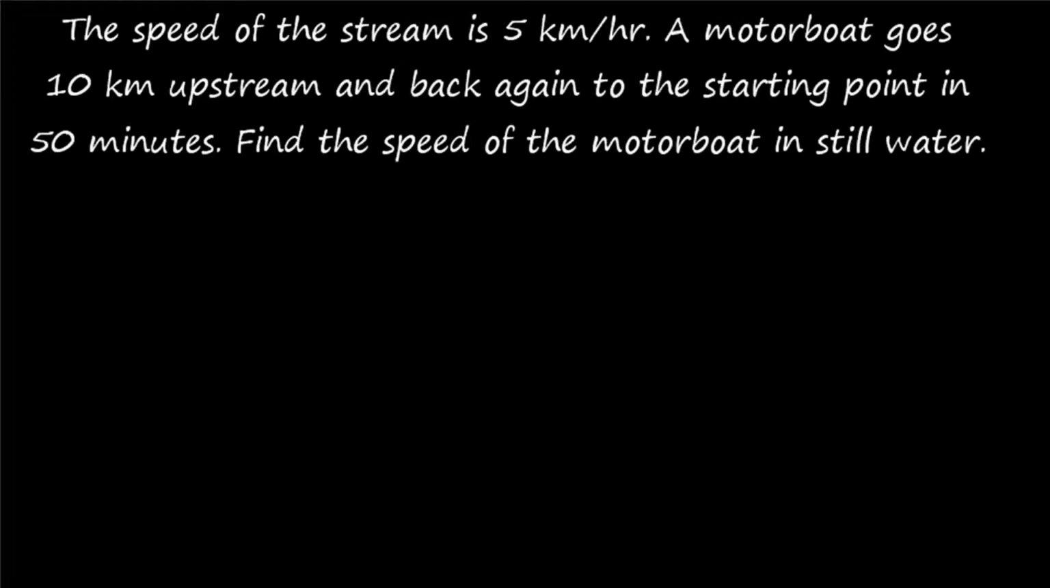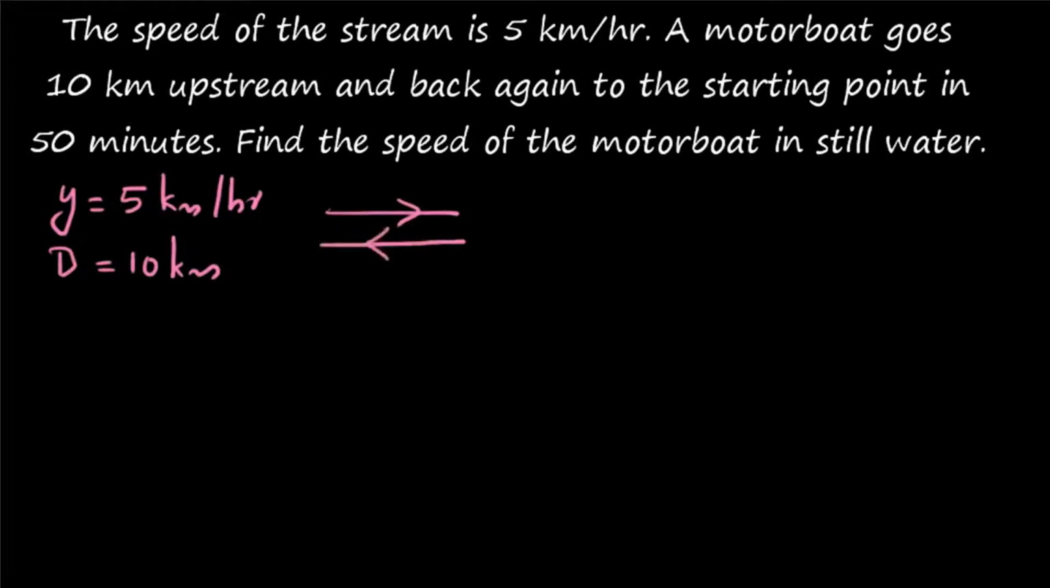The speed of the stream is given, that is y is equal to 5 km per hour. And also the distance is given, 10 km upstream and back again to the starting point. So the total distance travelled is 20 kilometers, and the distance to a place is 10 kilometers away. So D is equal to 10 kilometers, and the total time taken is 50 minutes, and you are asked to find out x, the speed of the motorboat in still water. So how to do this?